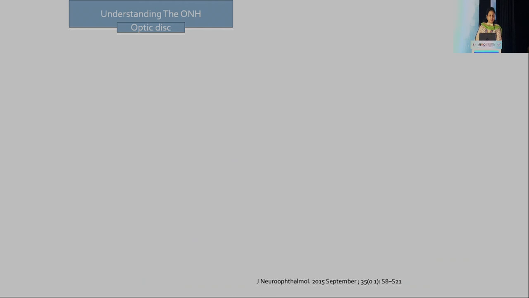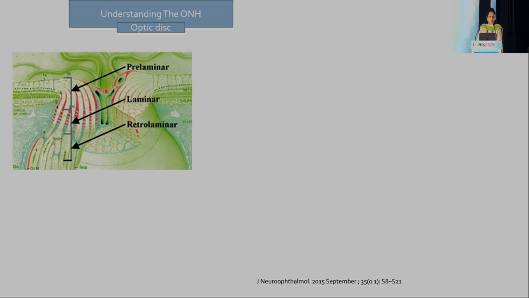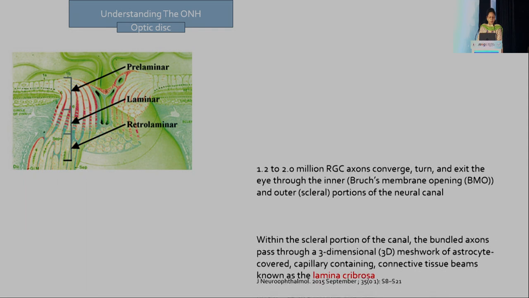Now let's understand what actually happens, how this cupping is occurring, whether it's a glaucomatous condition or a non-glaucomatous condition. For that, we need to understand the optic disc in three portions. One would be the prelaminar, second would be the laminar, and third is the retrolaminar portion.